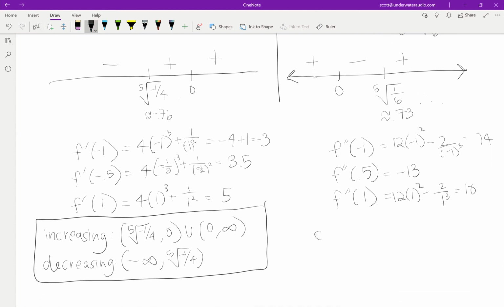So I can write down where it's concave up. Negative infinity to 0, and I'm just looking at my number line here, and then the fifth root of 1/6 all the way to infinity. And it's concave down from 0 to the fifth root of 1/6.